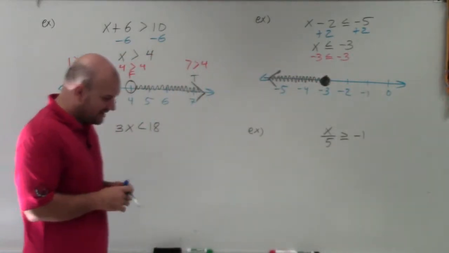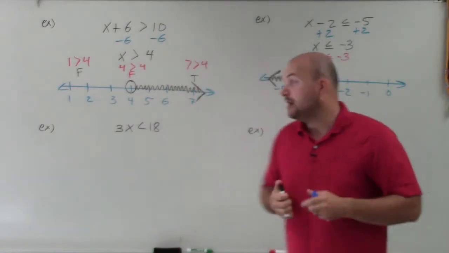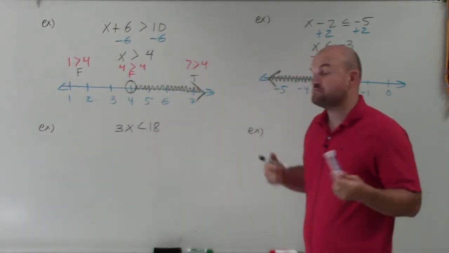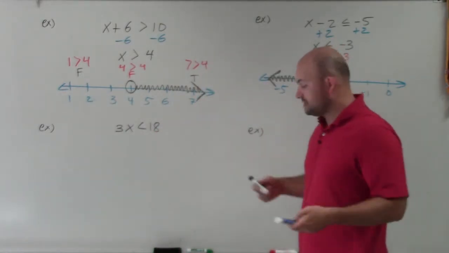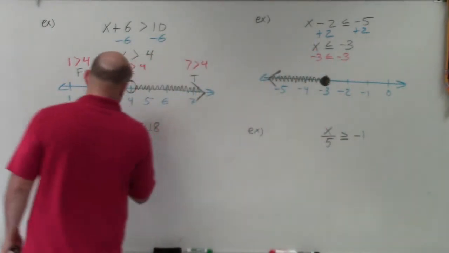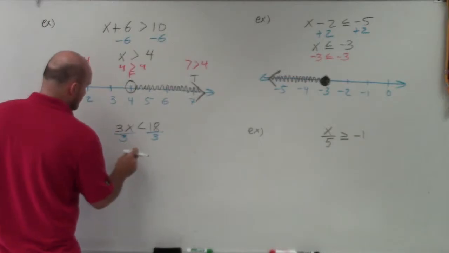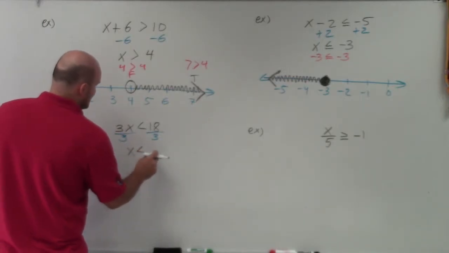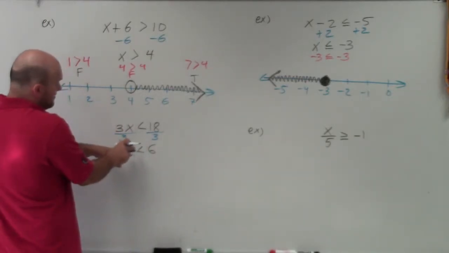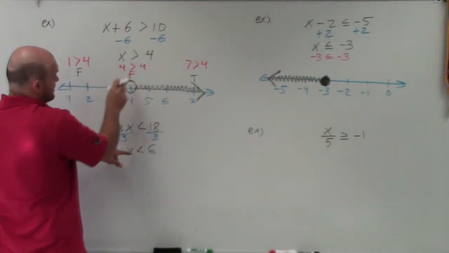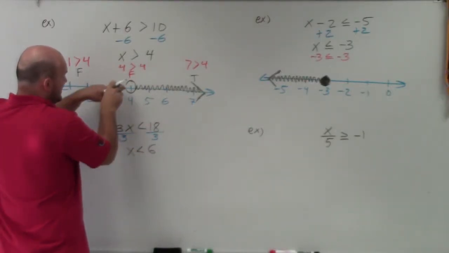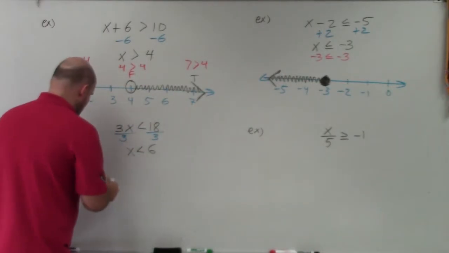So now we get into our next inverse operation. We have x is now being multiplied by 3. So again, what we do to undo multiplication is divide. So therefore, that divides to 1, so I'm left with x is less than 6. Again, ladies and gentlemen, you can notice that this is less than. So therefore, just like less than and greater than, it's going to be an open circle.